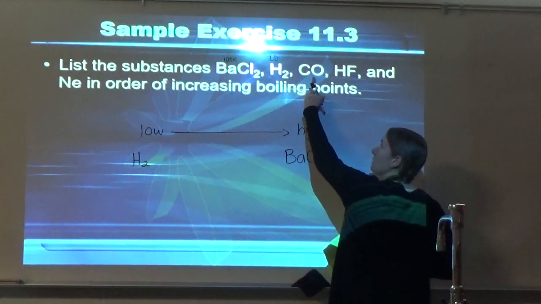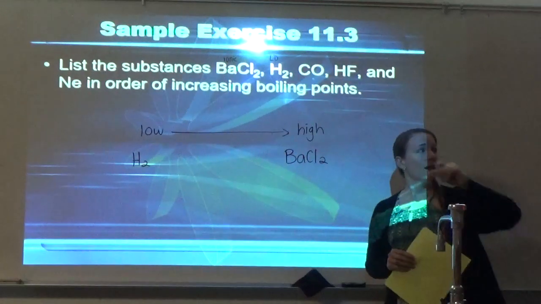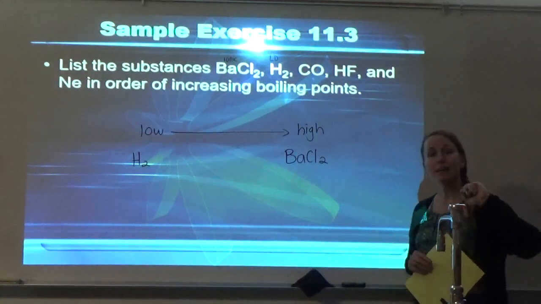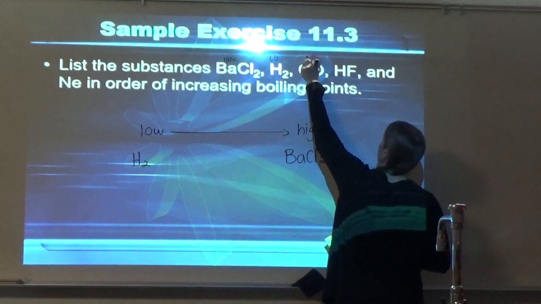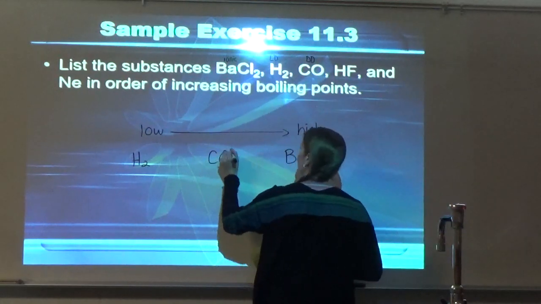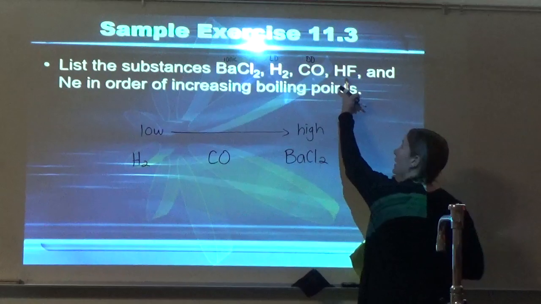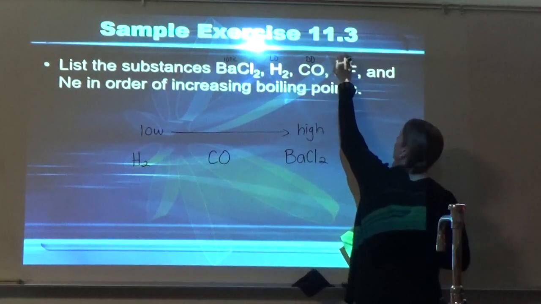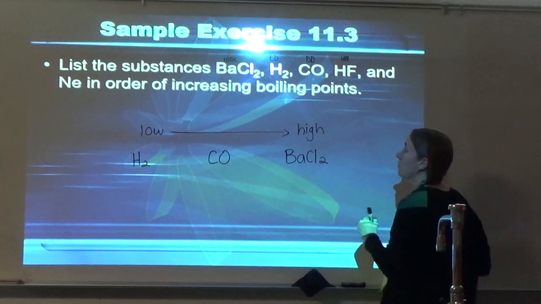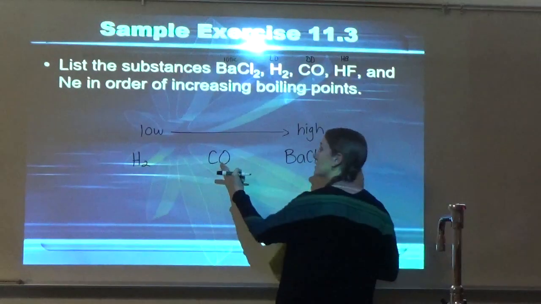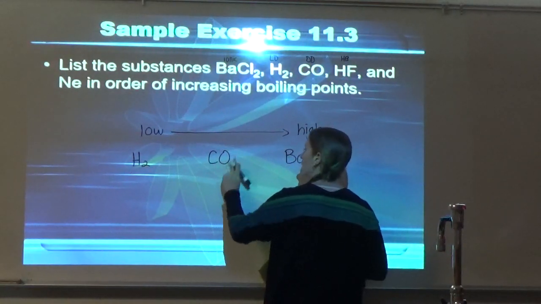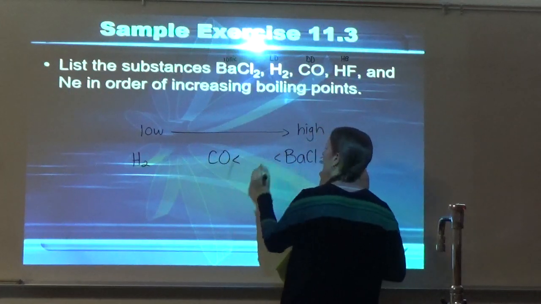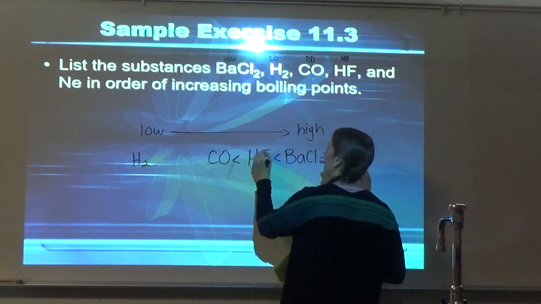CO, I can tell this is polar because it's going to have a difference in electronegativity. It's not nonpolar. So I know this is going to be dipole-dipole. So I'm going to put it somewhere in the middle. HF is going to specifically have hydrogen bonding because it's hydrogen and F. That is stronger than dipole-dipole, but weaker than ionic. So I'm going to put, here, let me put it like this instead. So I'm going to put my HF right here.